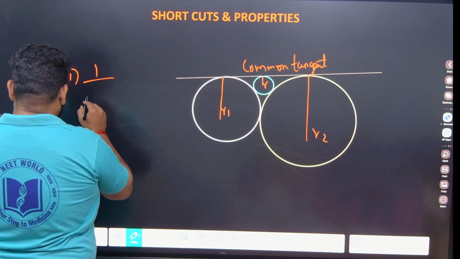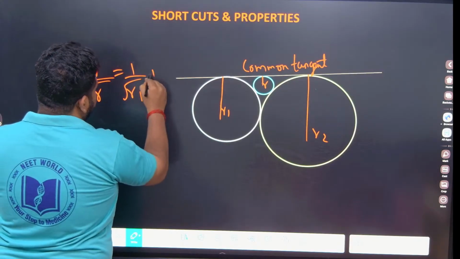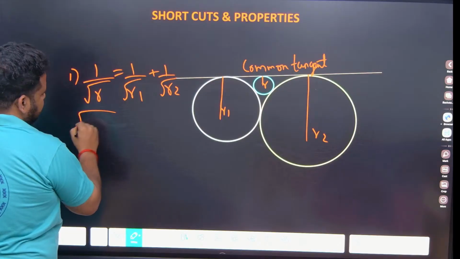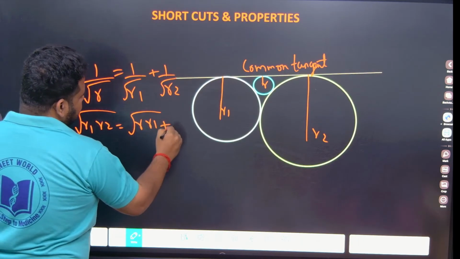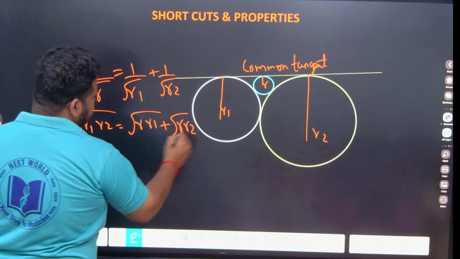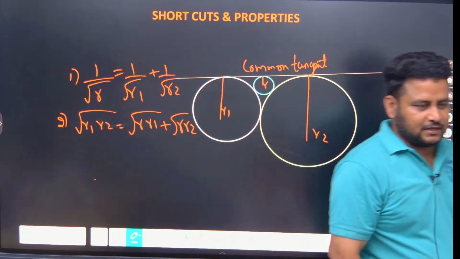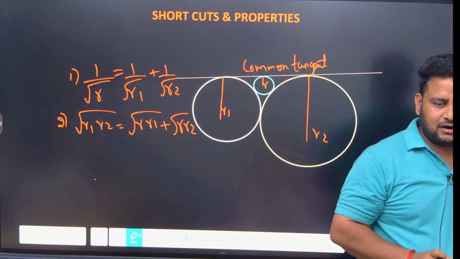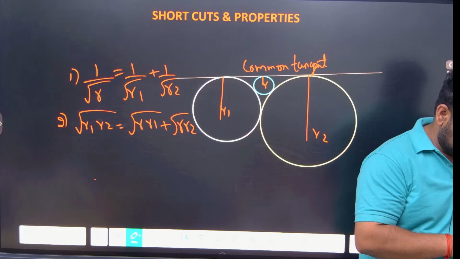It is coming from the first relation itself: 1 by square root of R is equal to 1 by square root of R1 plus 1 by square root of R2. If you cross multiply, what you will get? Square root of R1 R2 is equal to square root of R into R1 plus square root of R into R2. This is the second relation. R will always be the radius of the smallest circle, you have to take it.